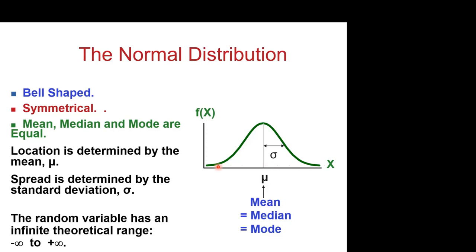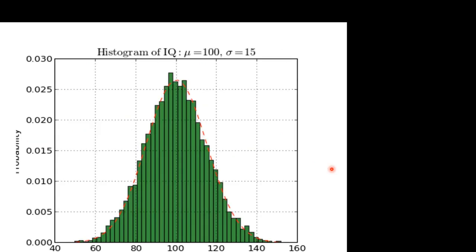Meaning to say that the bell shape can never cross the x-axis. It will go towards the left infinitely or towards the right, but it can never touch the x-axis. So this is an example of a normal distribution. We have done histograms in Stats 1, so if you have a histogram with this sort of shape, you can say that the distribution of these values is normally distributed.